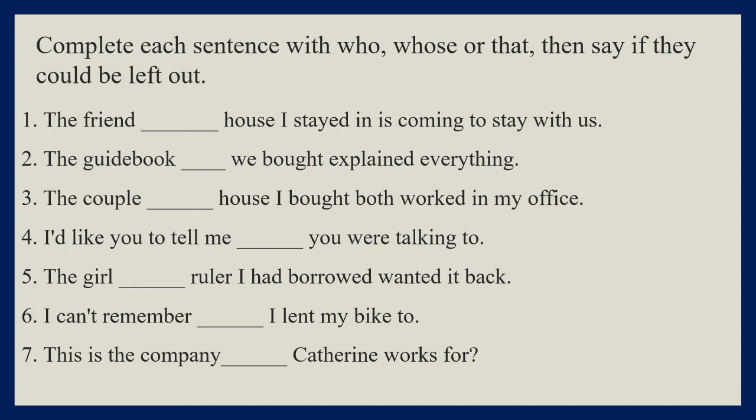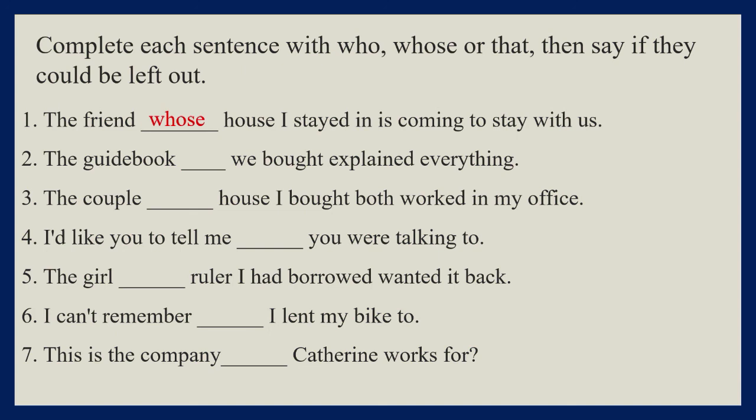Number 1. The friend whose house I stayed in, because again, in here, the word after the relative pronoun belongs to the word before the relative pronoun. So the house belongs to the friend. And this is a defining relative clause. And we cannot remove whose, because there are no conditions in which we could remove whose from a relative clause.